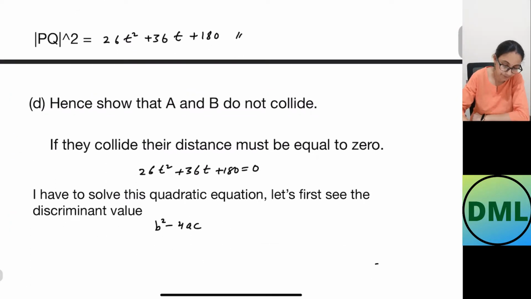Now show that A and B do not collide. If they collide, their distance must be equal to 0. So that means 26t square plus 36t plus 180 is equal to 0. Now I have to solve this quadratic equation. Let's first see the discriminant.